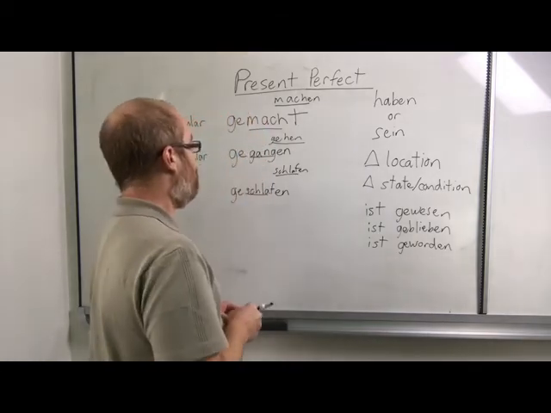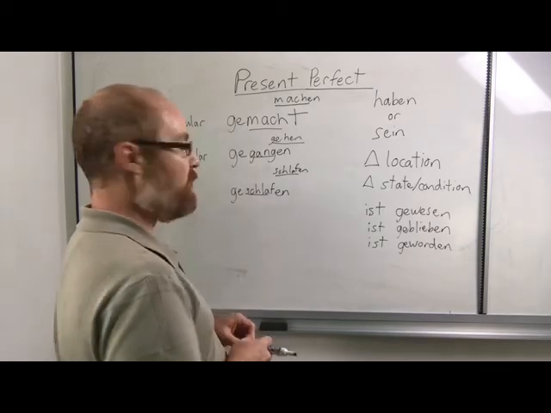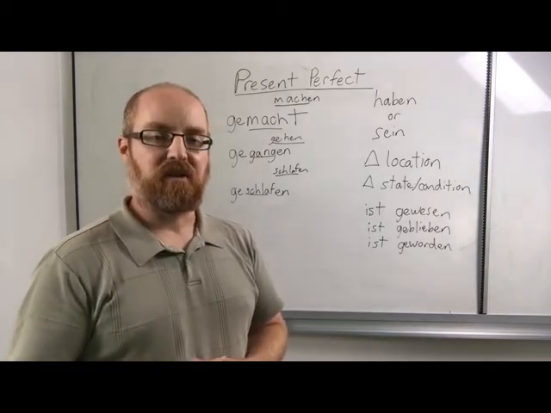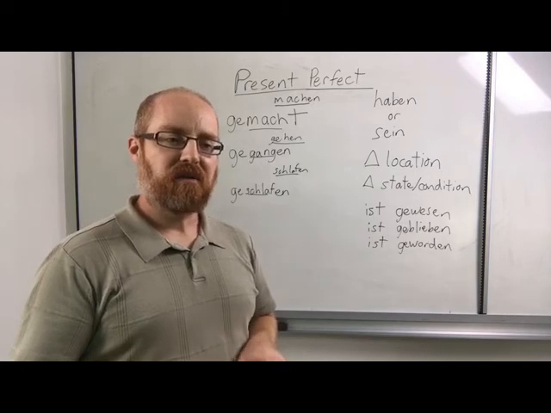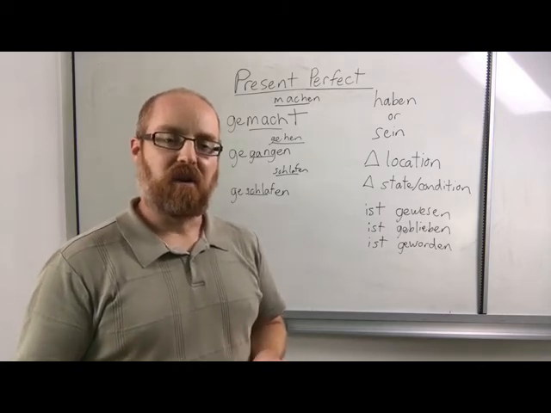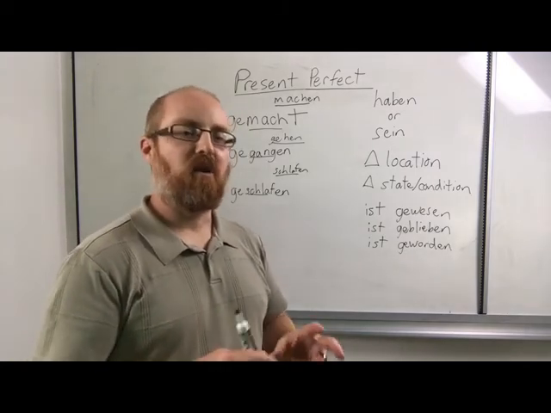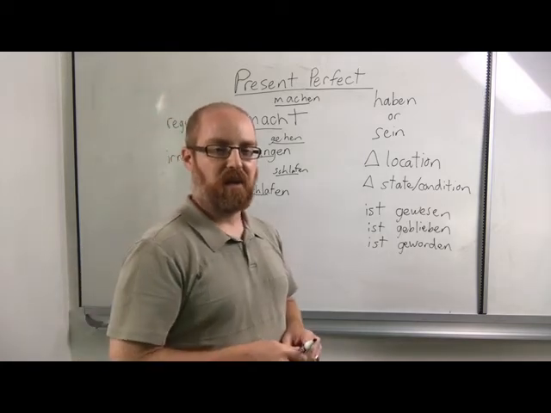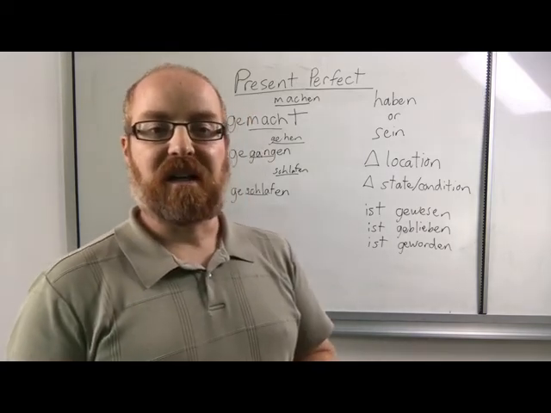Right? Alright, so in a nutshell, that's what the present perfect looks like in German. However, there are a couple different types of verbs that are formed differently when it comes to past participles. And we'll work on those in the next video.